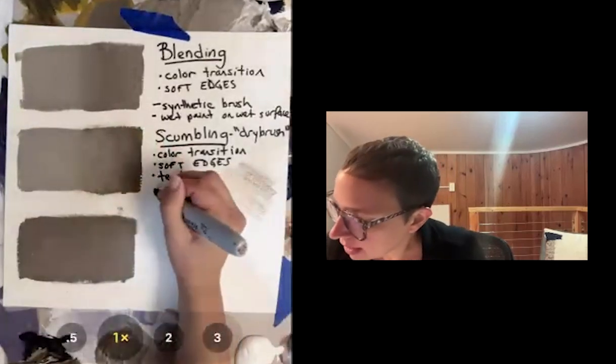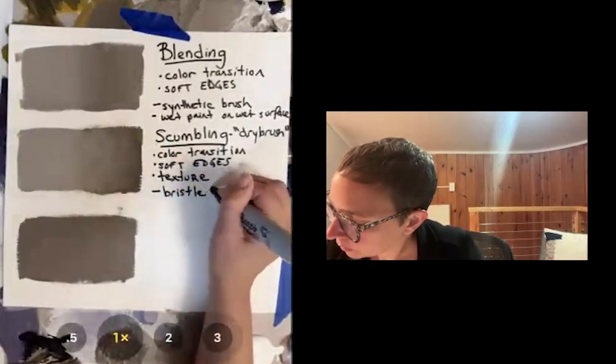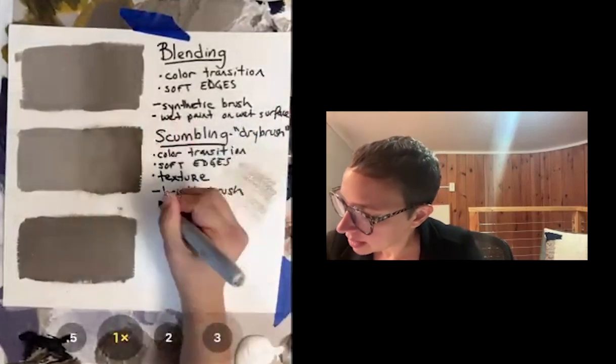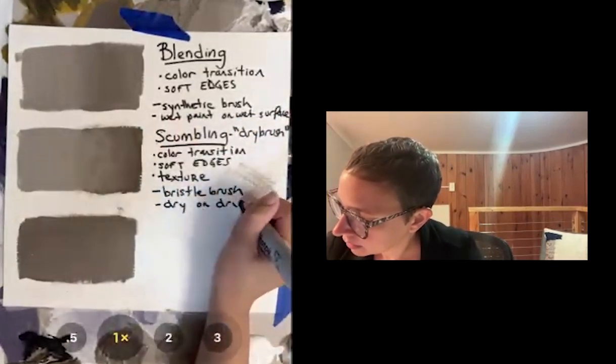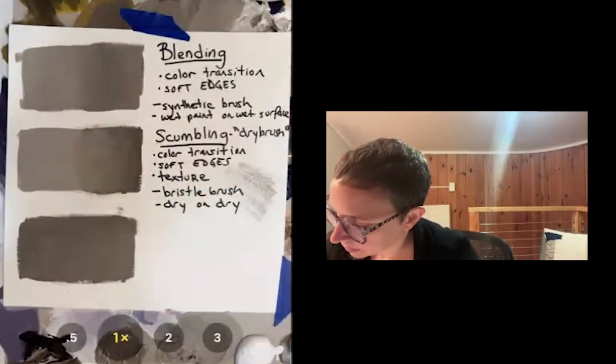Now, what are the rules? Well, this one we need a bristle brush. And instead of wet paint on a wet surface, we want dry on dry. Right? You don't want a wet paintbrush. You don't want a wet surface.